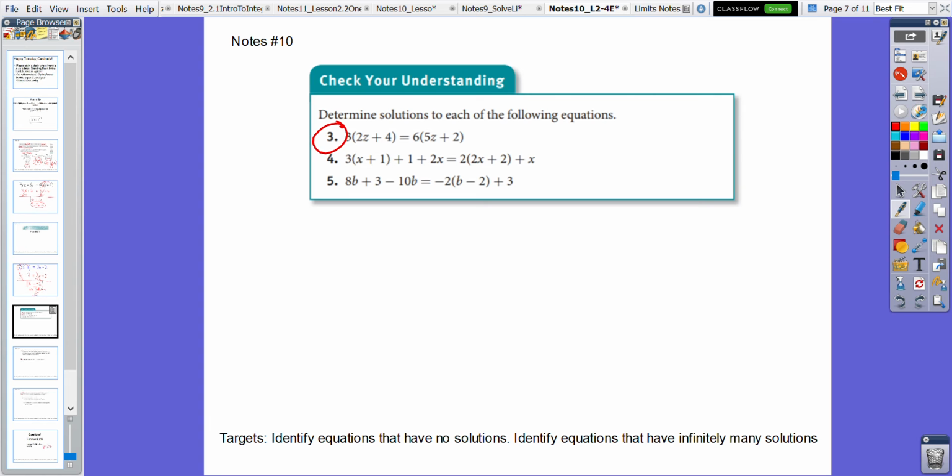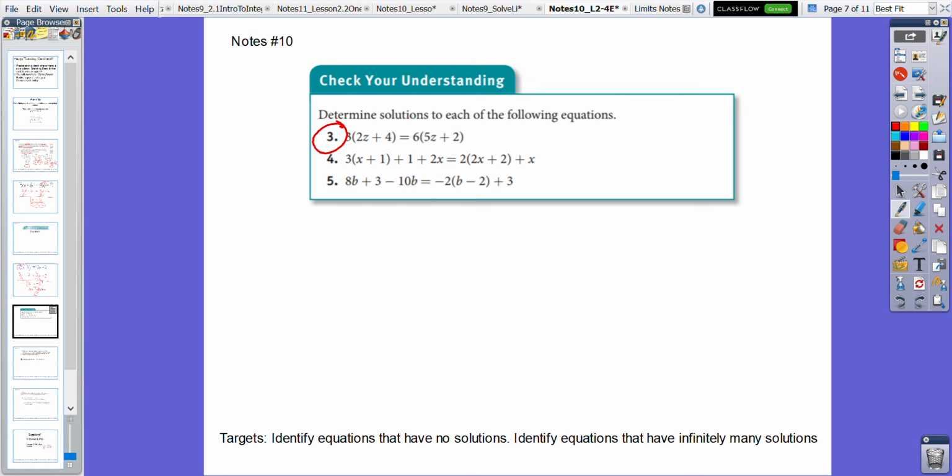Moving on with our Check Your Understanding on page 26 in your Springboard book. I'm going to have you try out number 3. Go ahead and try this on your own. Pause the video and try number 3 on your own here. All right, take a look at number 3 here. Let's see what the solution is, whether it's one solution, no solution, or infinitely many.